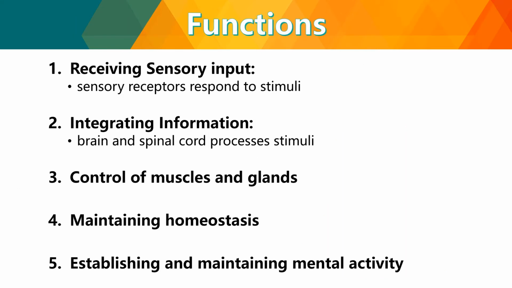The different functions of the nervous system are as follows. First, receiving of sensory input. Second, integrating information. Third, control of your muscles and glands. Fourth, maintaining your homeostasis. Fifth, establishing and maintaining mental activity.